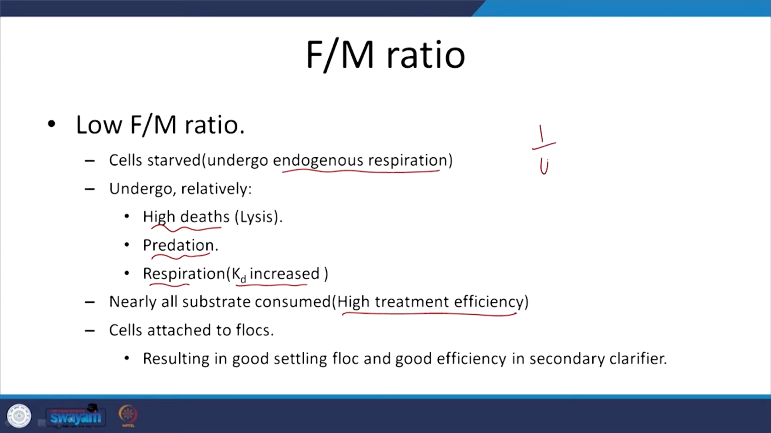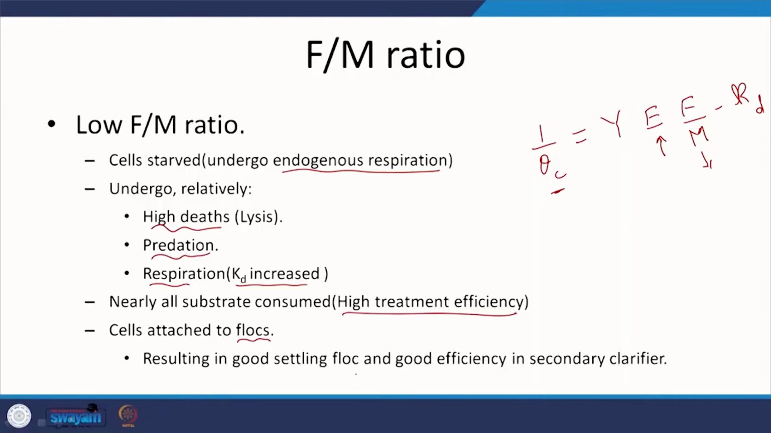I think we also saw this: 1 by theta C is equal to yield into efficiency into F by M minus KD. That's what we saw earlier. So with a low F by M, and keeping theta C the same, you see that the efficiency will increase. That's something to keep in mind. And also, if we maintain it at the sweet spot, there is going to be a slime that's formed, and you are going to have the right combination of flock forming and filamentous microorganisms.